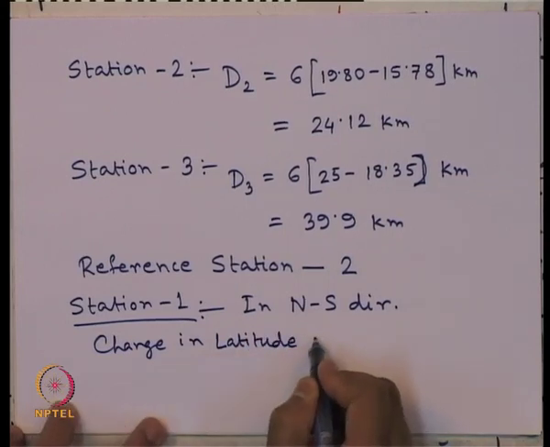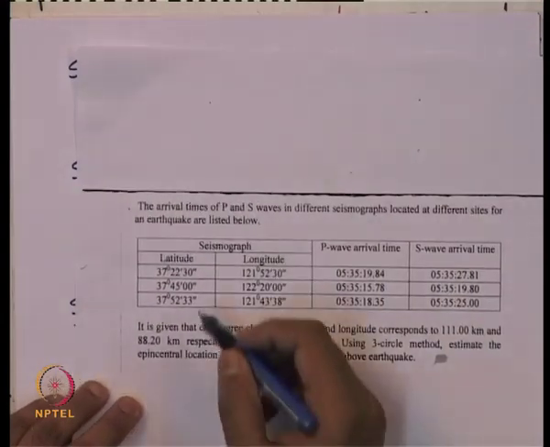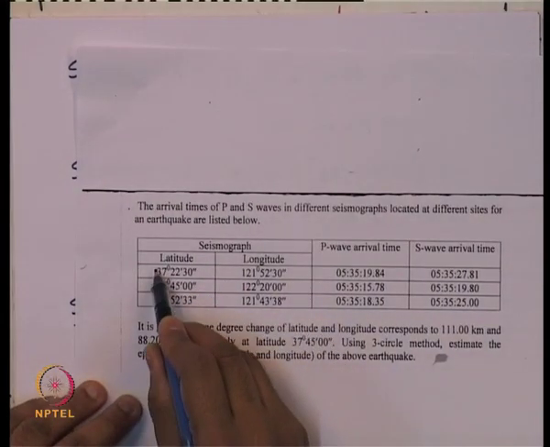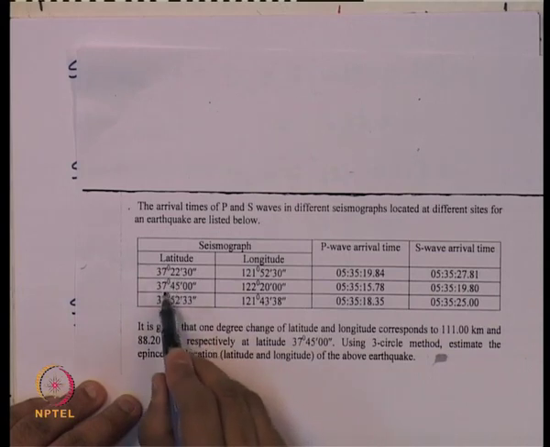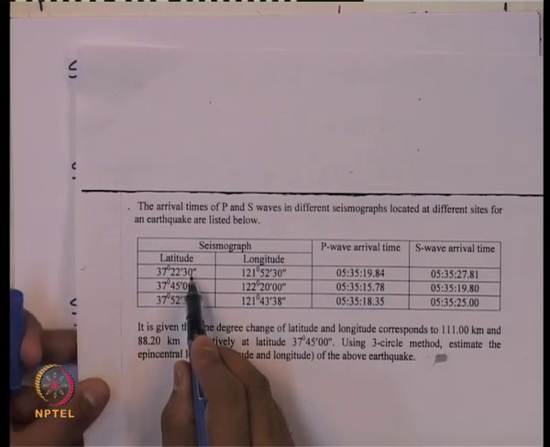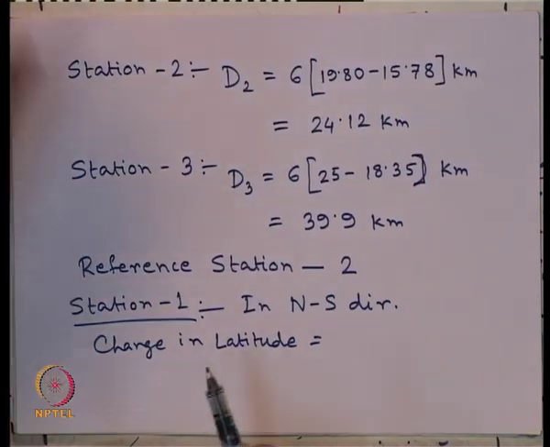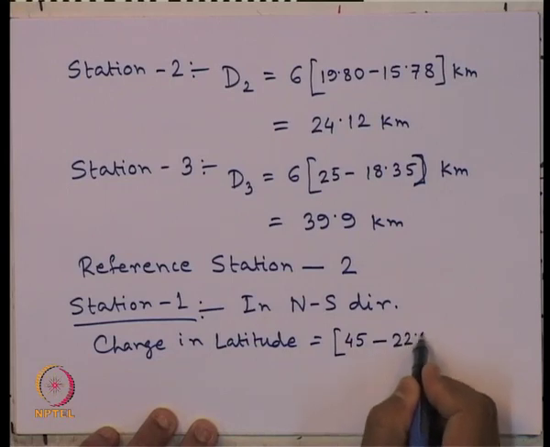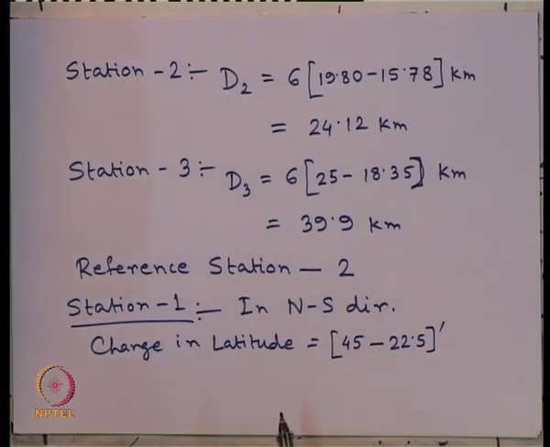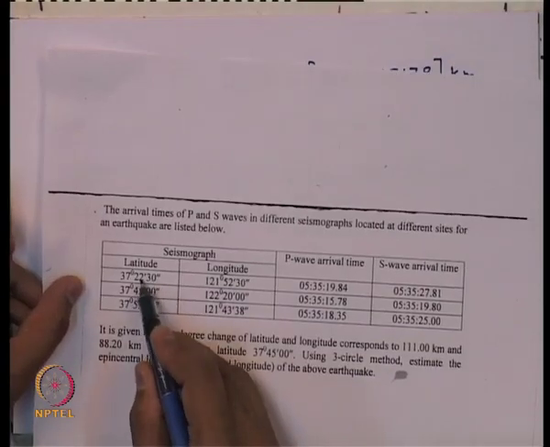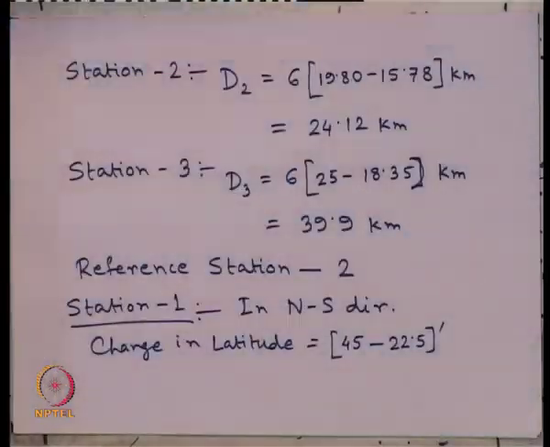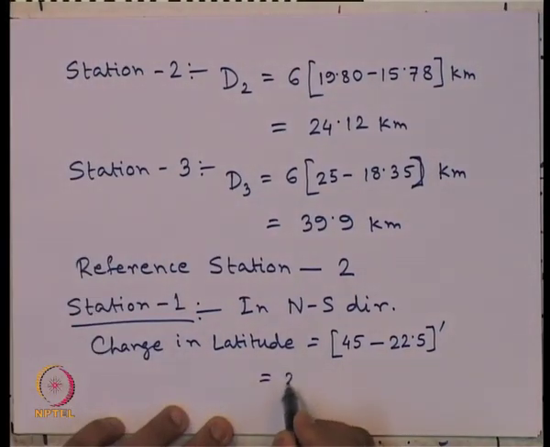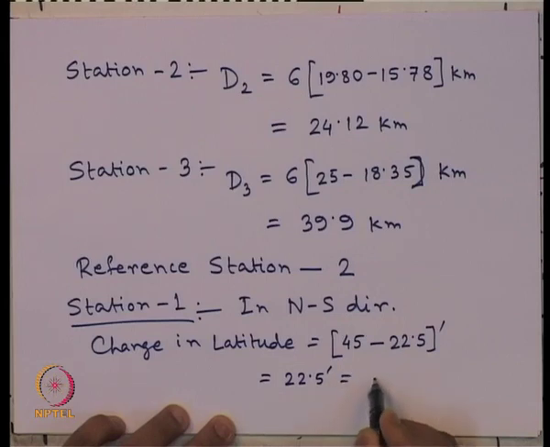Change in latitude: if we look at the value, the change of latitude between station 2 and station 1, the degree is the same, only the minute is changing, 45 minutes 00 seconds and 22 minutes 30 seconds. So, this is the difference between the latitude of the two stations. So, it is 45 minus 22.5, so much of minute, because 22 minute 30 seconds means nothing but 22.5 minute, right. So, it gives us 22.5 minute, which corresponds to, if we convert it to degree, 0.375 degree.